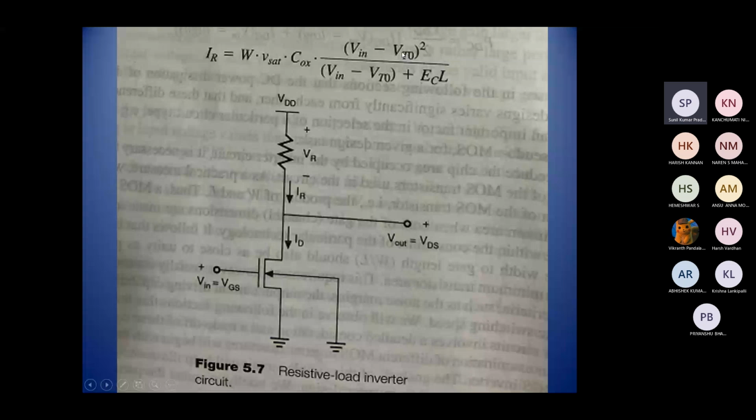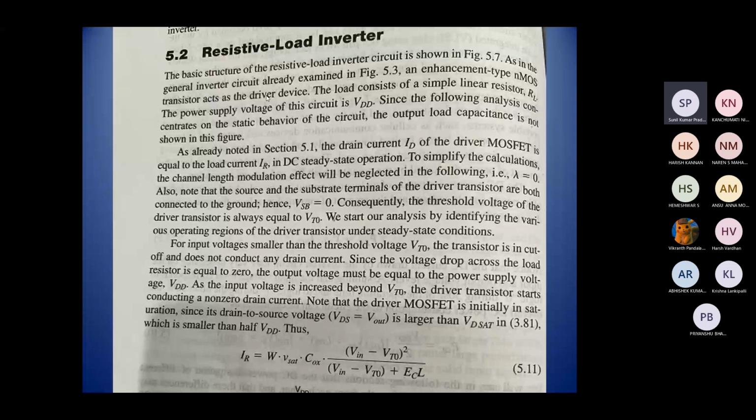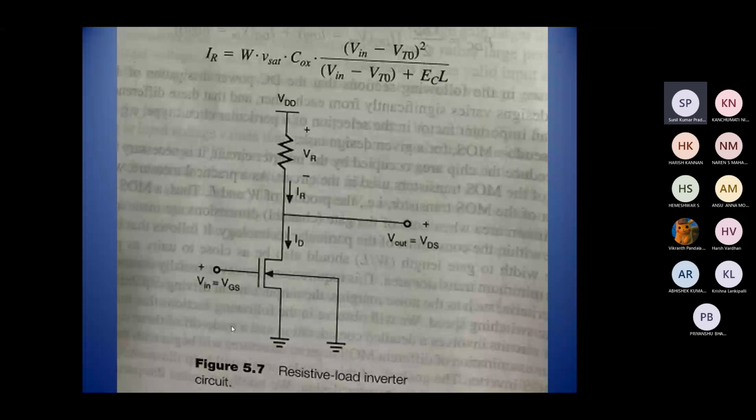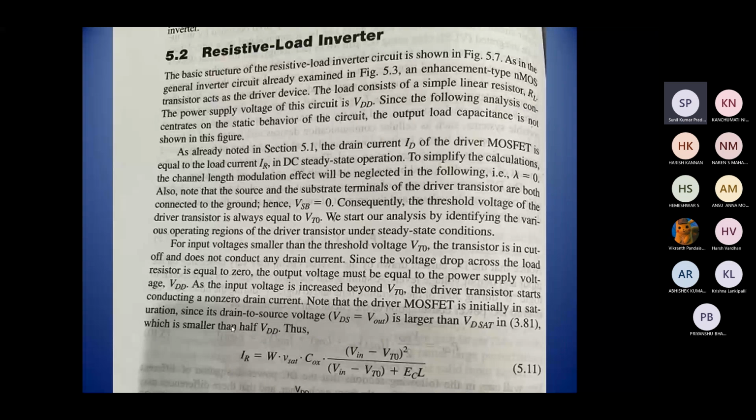Now, as the input voltage is increased beyond VT0, the threshold voltage, the driver transistor starts conducting non-zero drain current. So the current going through RL is given by this expression, which we already discussed. IR is equal to W Vsat Cox (Vin minus VT0) whole square, where Vin minus VT0 is here, L is the channel length, VT0 is the threshold voltage, Cox is the oxide capacitance, and W is the channel width.